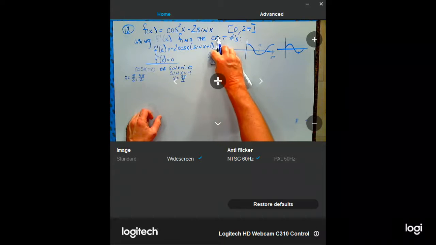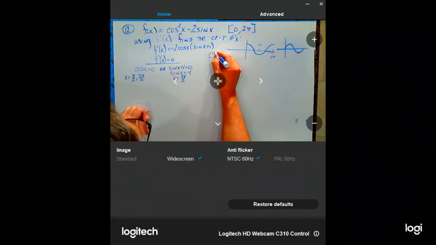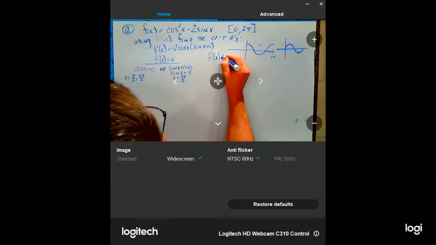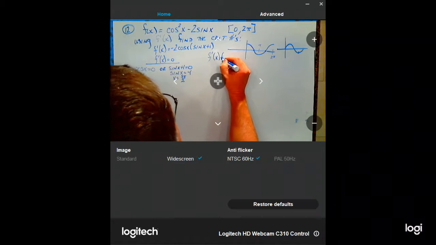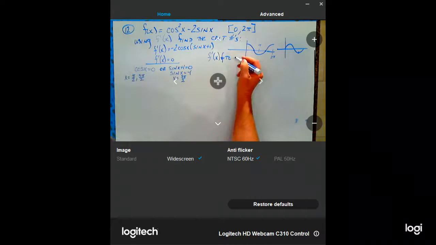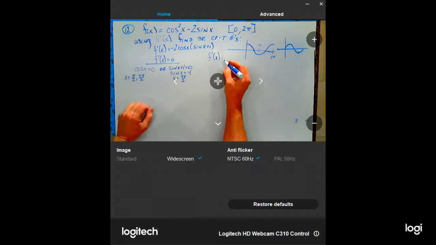Wow. Third time's a charm. There it is. So we always check, in addition, when does f prime of x fail to exist? Suddenly I've lost my mind. So it's okay.